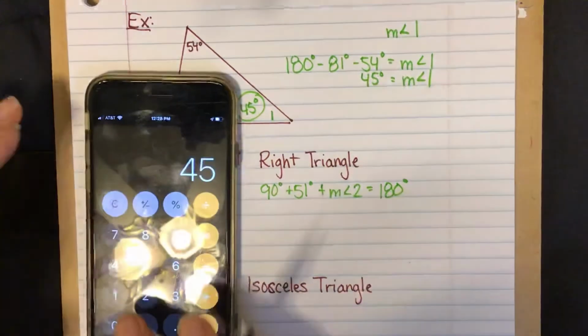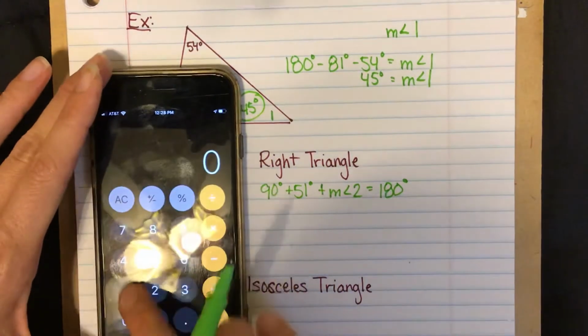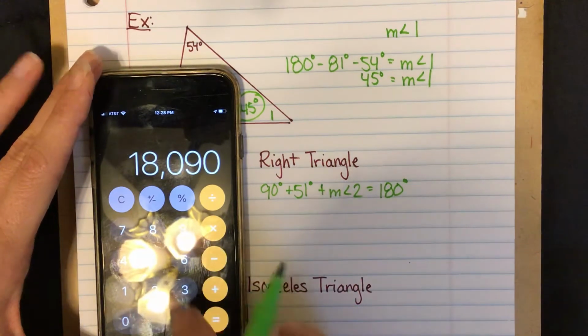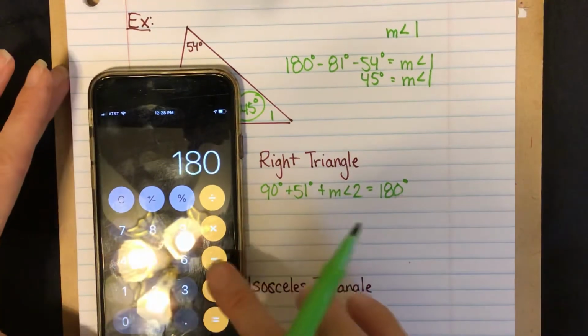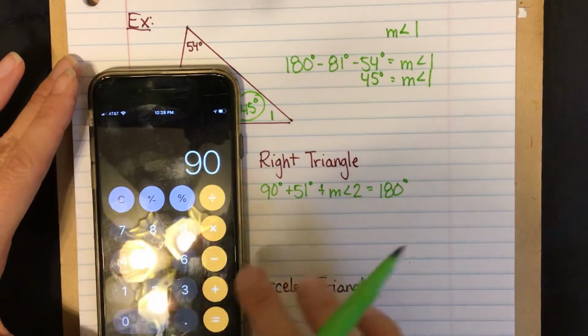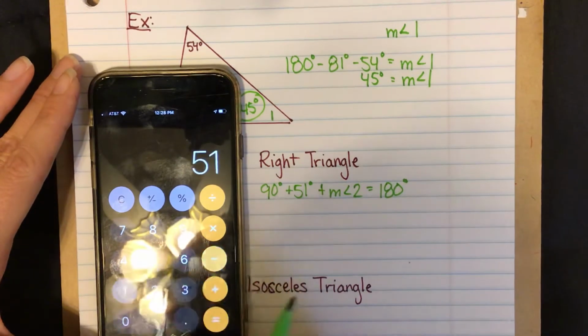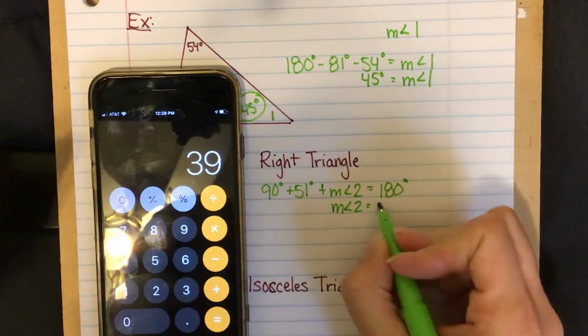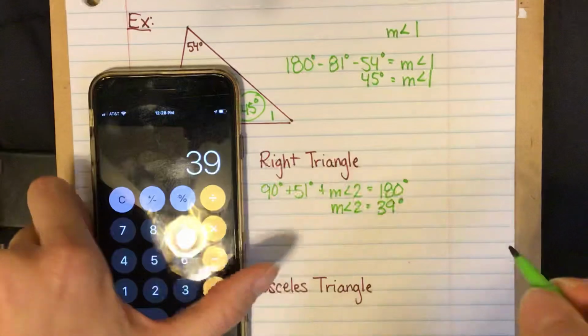So let's do 180 minus 90. Oops, 180, take away 90, take away 51, and you're left with 39 degrees. That means that the measure of angle 2 is 39 degrees.